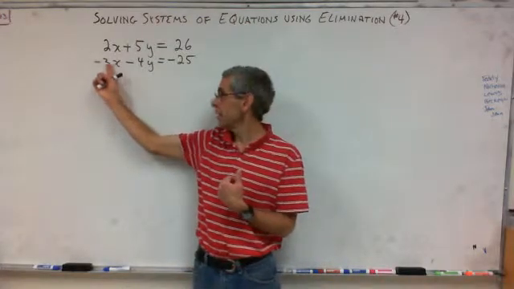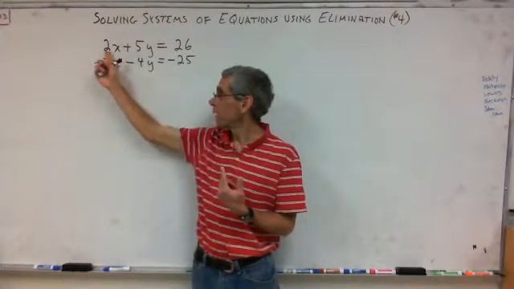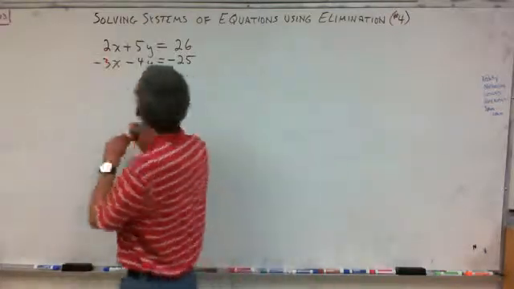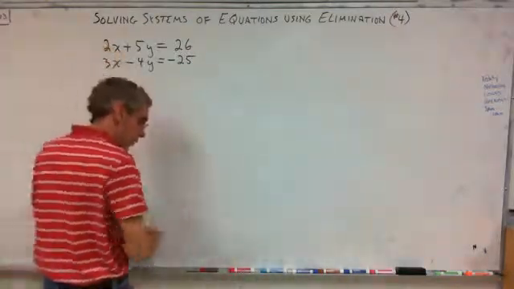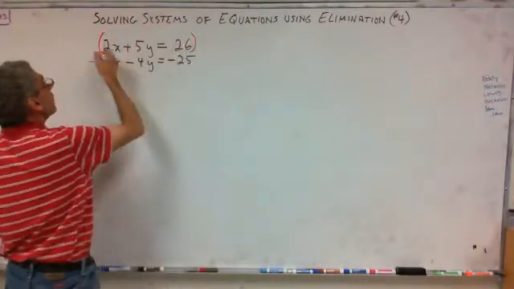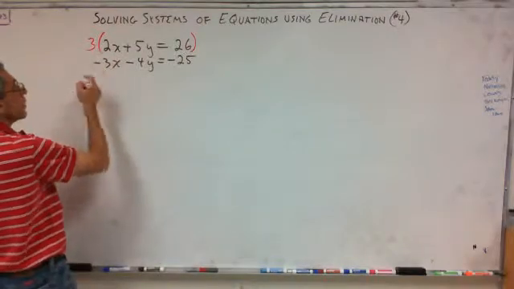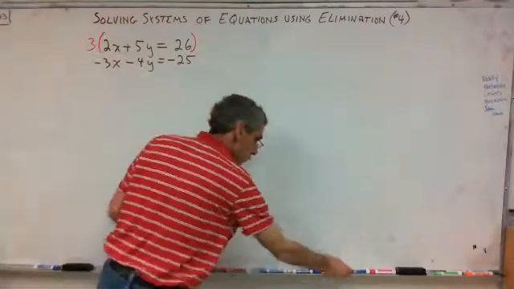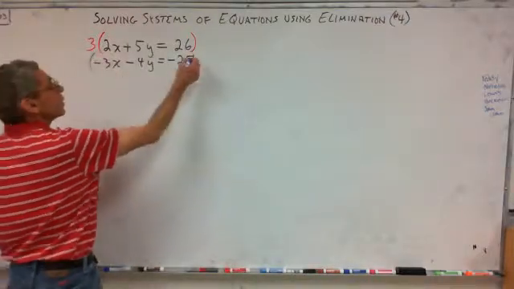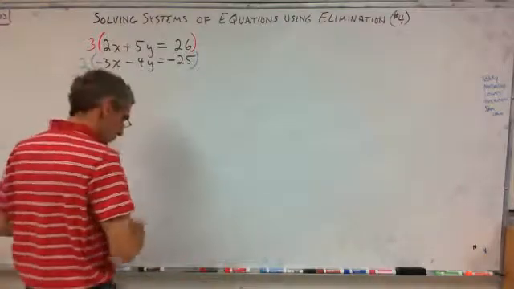So what could I multiply these by then? I've got to turn this into a 6x, so I'd multiply it by 3. I'll use a different color for this. I'm going to multiply the top one by 3, and that'll give me 6x. And the bottom one by 2. I will multiply the bottom one by 2. Exactly. Okay.